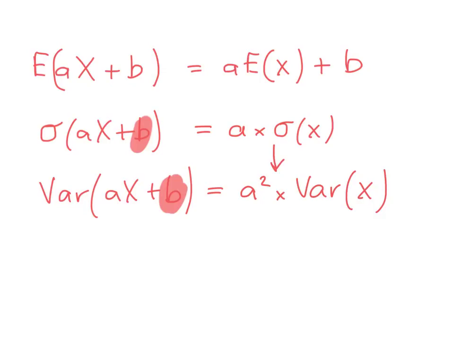So if you get a question where we say we've got a random variable x, we give you the mean and the variance, and then we say we multiply by 2 or subtract 1, something like that, you could use these formulas here to work out what the new mean and new standard deviation is going to be.